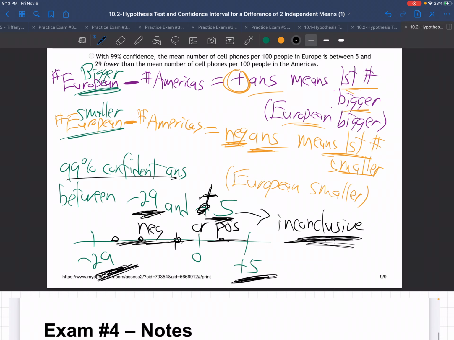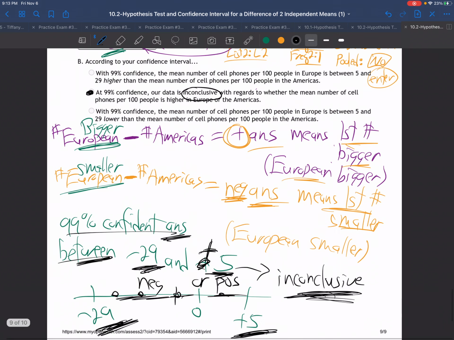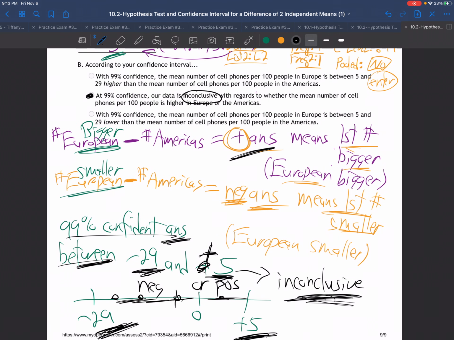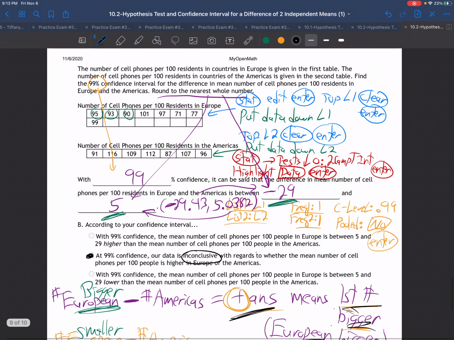You're 99% confident that your real answer is between the two bounds of the confidence interval. So if both your bounds are negative, you know you're somewhere in the negative territory. Or if both of them are positive, you're somewhere in the positive territory. And a positive answer would mean the first one's bigger, the European's bigger. That's how we read it. So there we go.